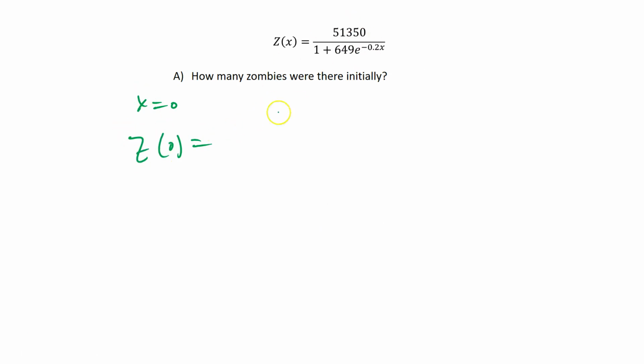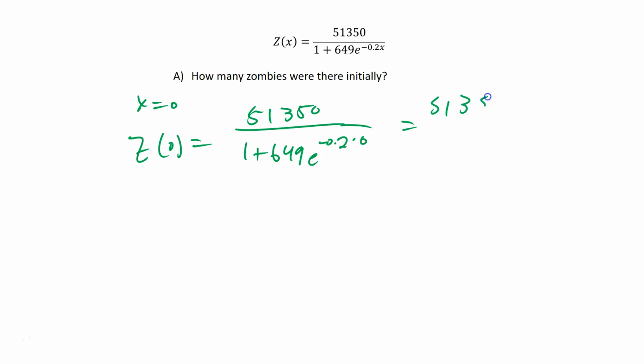So z of 0 is going to be 51350 divided by 1 plus 649 times e to the negative 0.2 times 0. Well, e to the 0 is 1. So this is 51350 over 1 plus 649 times 1. 649 times 1 is 649, plus 1 is 650. So we have 51350 over 650. I'm going to go to a calculator for that. I've got one ready to go here. I think it's right here. Oh, come on.